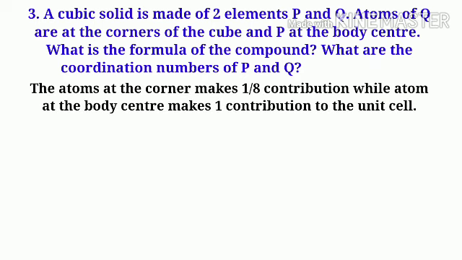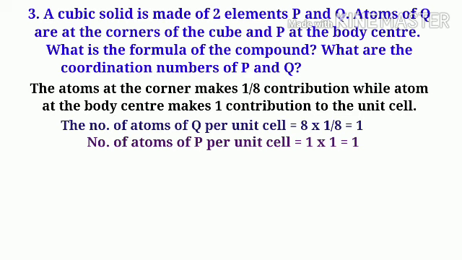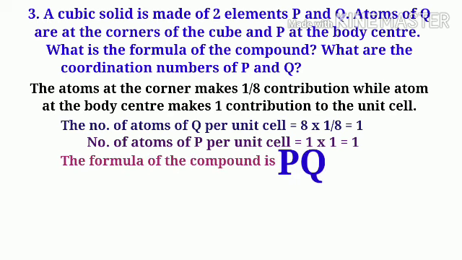Therefore, the number of atoms of Q per unit cell is equal to 8 into 1/8, which is equal to 1, and the number of atoms of P per unit cell is equal to 1 into 1, which is equal to 1. Therefore, the formula of the compound is PQ.